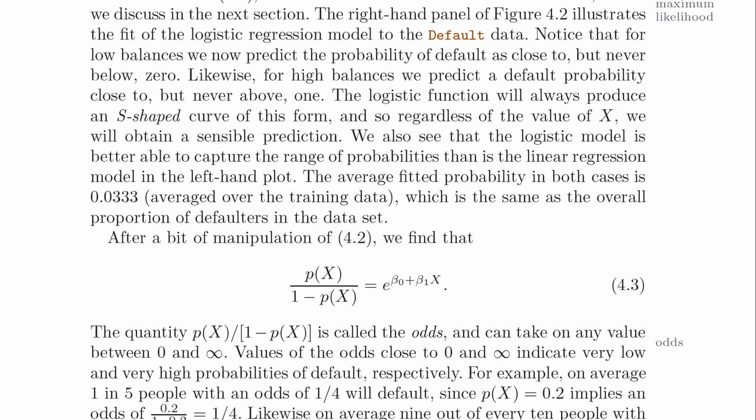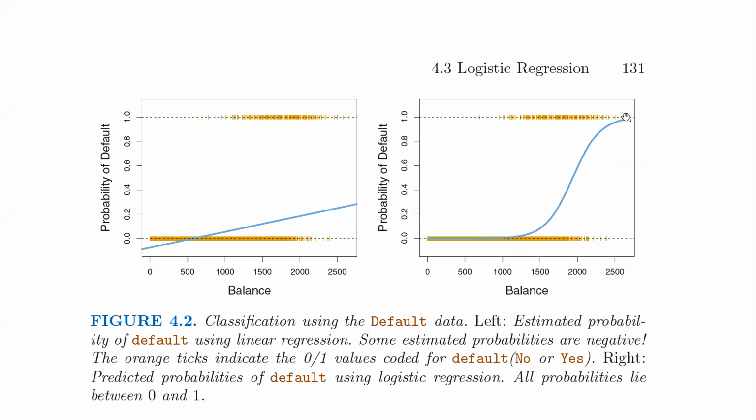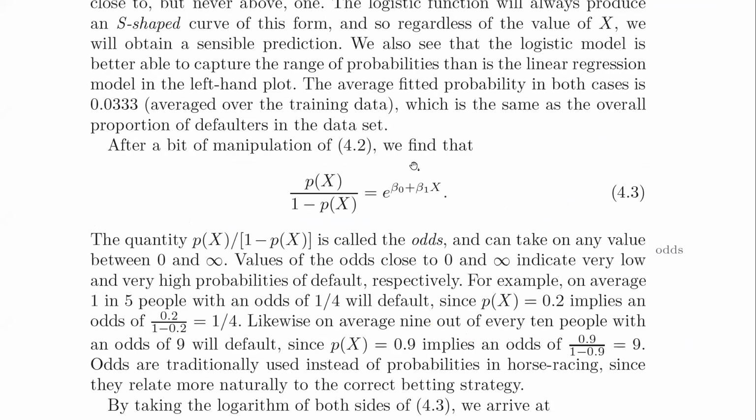The average fitted probability in both cases, so linear regression and logistic regression, is 0.0333 averaged over the training data, which is the same as the overall proportion of defaulters in the data set. I don't think this is that important, but the 0.033 is just referring to the number of individuals that actually defaulted on their loan. So I think on average, both models give you the same thing, but the logistic is better for individual predictions. Like you just give it a single potential customer or borrower.